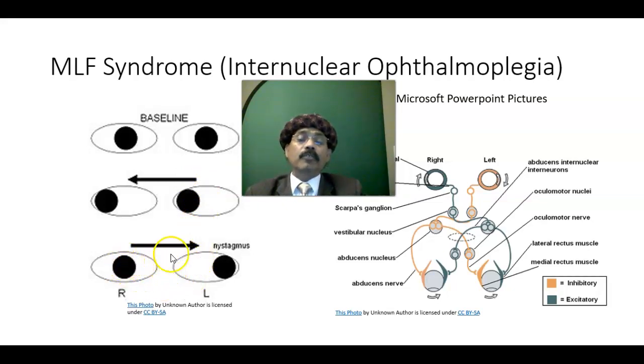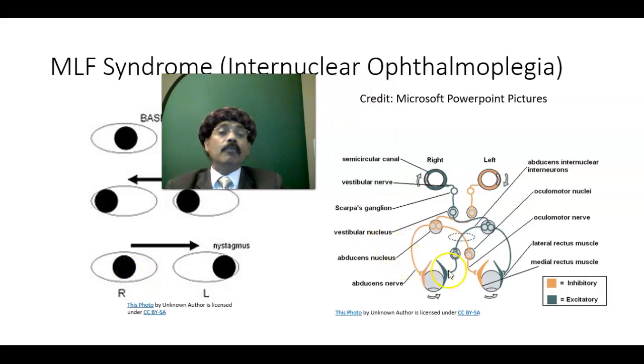So this person is looking towards the left gaze. The right eyeball does not move medially because of the paresis of the medial rectus muscle here. So the medial longitudinal fasciculus is the problem here, connecting this side, the right side here. It may be bilateral. Here our medial longitudinal fasciculus connects the cranial nerves like that of the vestibular nerve.